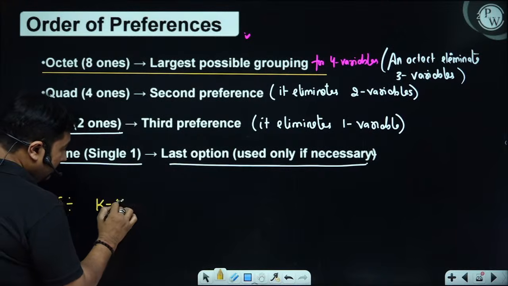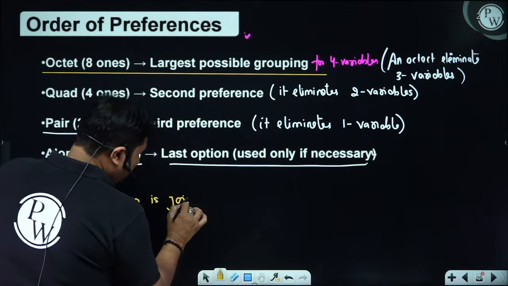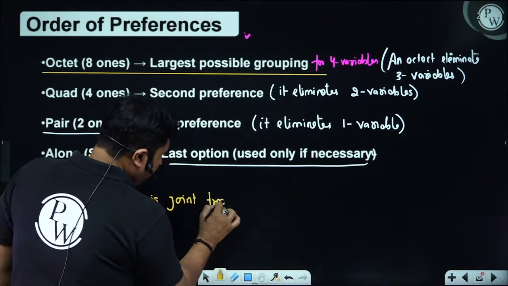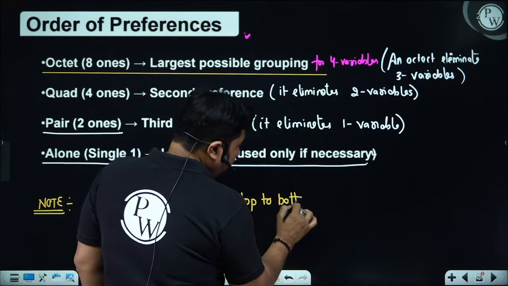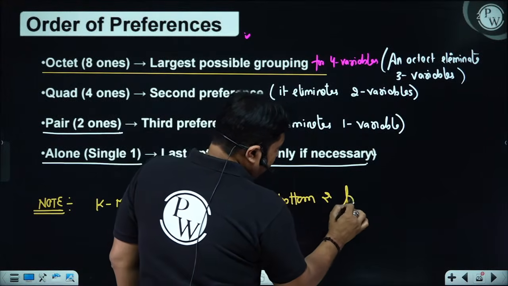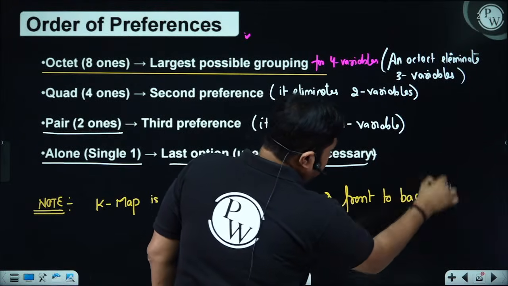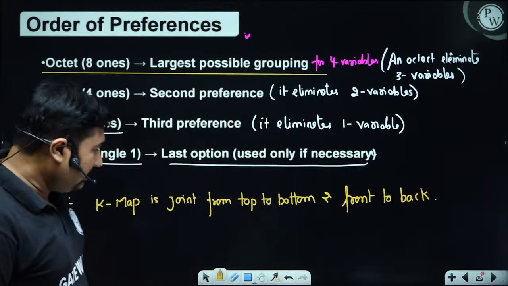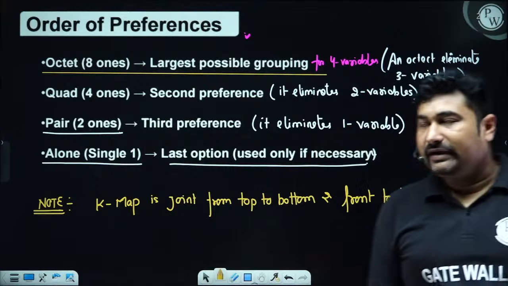K-map is joined from top to bottom and front to back. Now what does it mean? Let me explain with the help of one question. Okay, so K-map is joined from top to bottom and front to back.